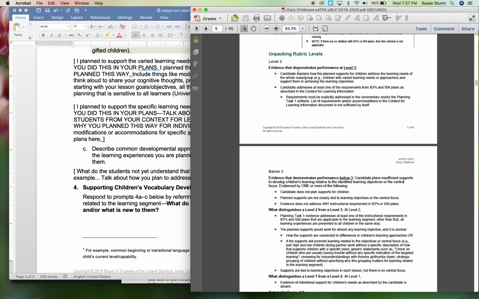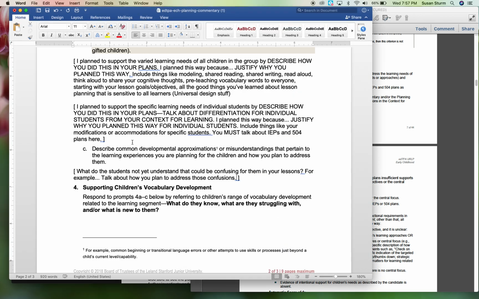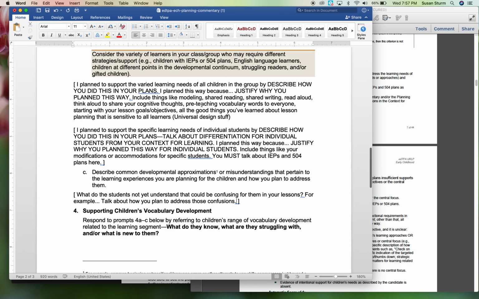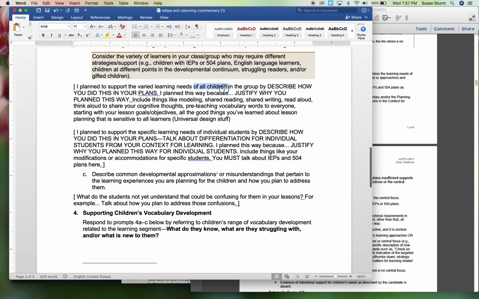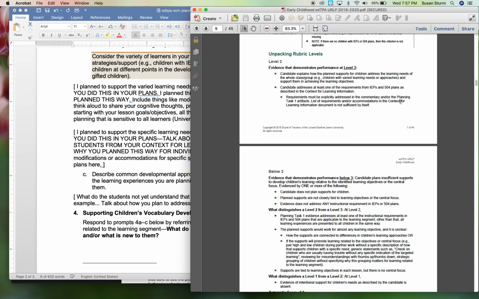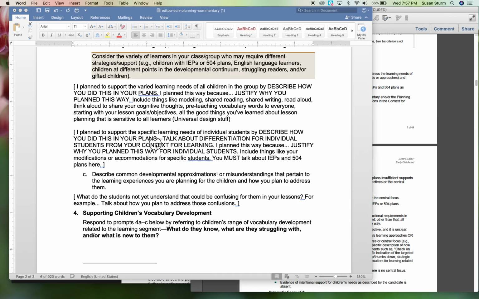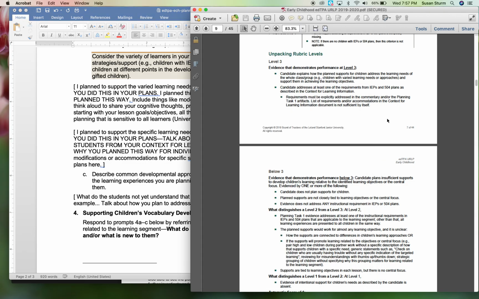It says, you explain how the plan supports for children address the learning needs of the whole class or the group. That is this question where you're talking about the whole class or the group. And then at least one of the requirements from IEPs in your context for learning, and that's going to be your individual students down here talking about the IEPs. And then it says requirements must be explicitly addressed in the commentary and or in the planning task 1 artifacts.